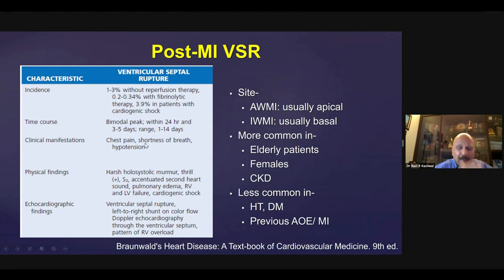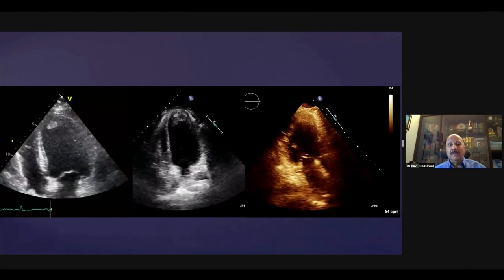But these people also, like rupture, just collapse. But they have harsh holosystolic murmurs, thrill, accentuated second heart sounds, pulmonary edema, and RV and LV failures. And I've already shown you the echocardiographic features. It's a ventricular septal rupture, left to right shunt on color flow Doppler echocardiography will also show you systolic flow through the interventricular septum and the pattern of RV overload. So this condition is quite common in elderly patients, females, those with CKD. So here, in a patient with coronary artery disease, you've been able to save the person's life.